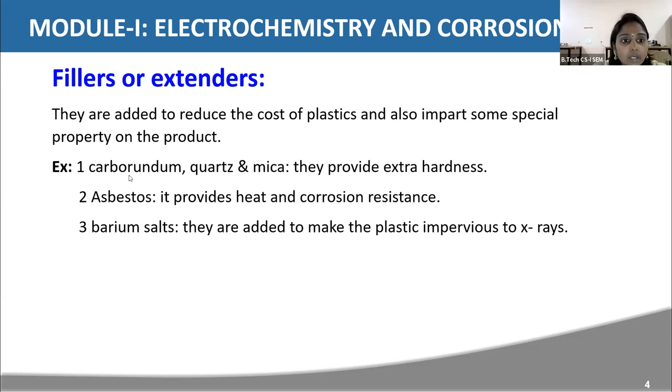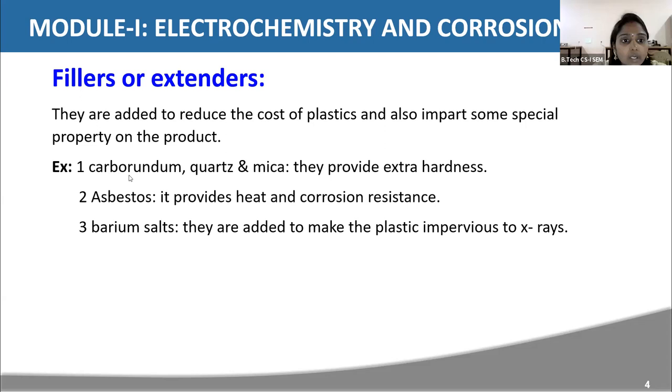Weathering, surface smoothness and temperature resistance. These are the uses of pillars and extenders. Okay, so mostly it is pillars and extenders. It is used for stiffness, dimensional stability, weathering, surface smoothness, and temperature resistance.